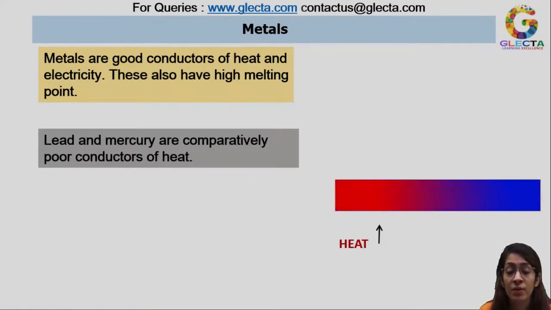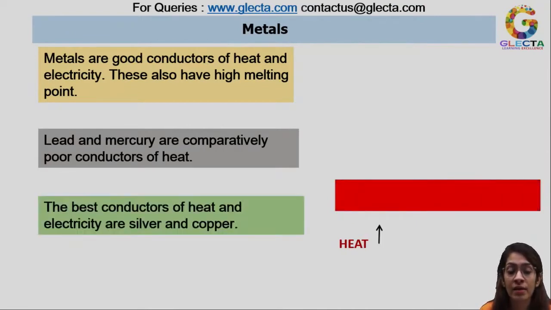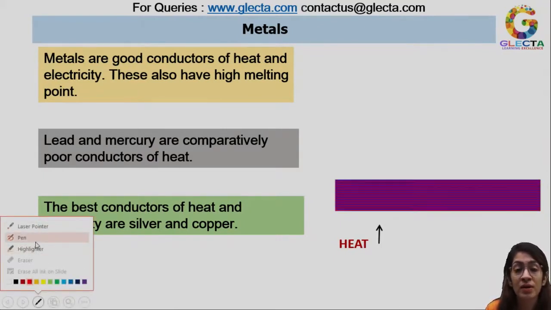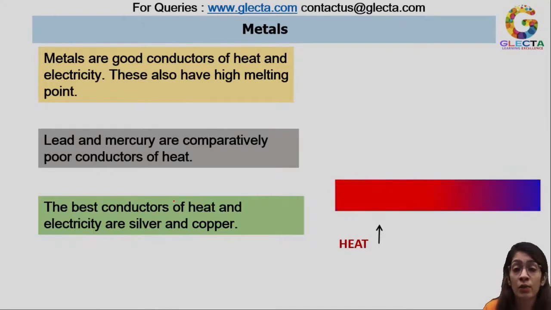Lead and mercury are comparatively poor conductors of heat. So, there are two metals which are exceptions, that means they have poor conduction of heat, and those are lead and mercury. Whereas the best conductors of heat and electricity are silver and copper. That means silver and copper can be utilized in various ways when thermal conduction is concerned, because they are very good conductors of heat.